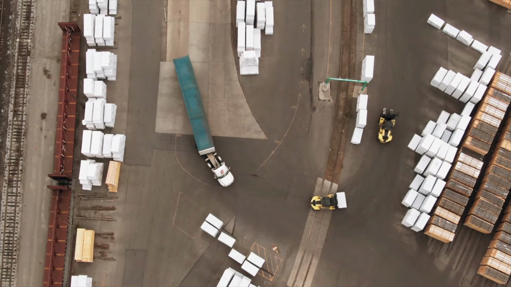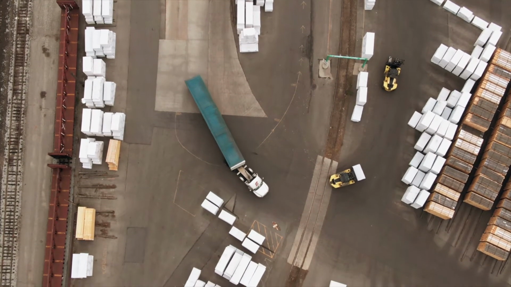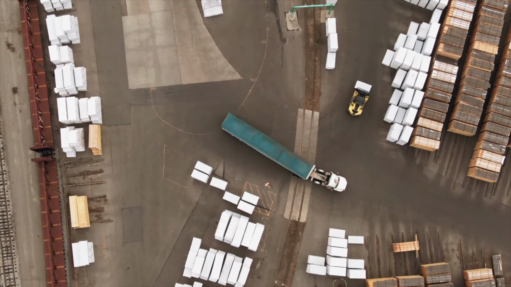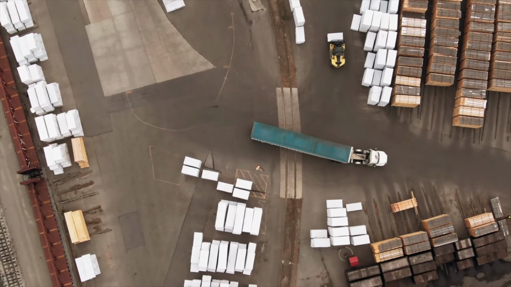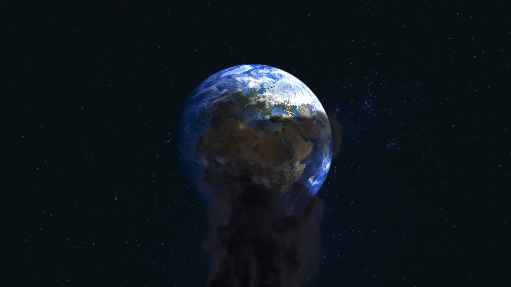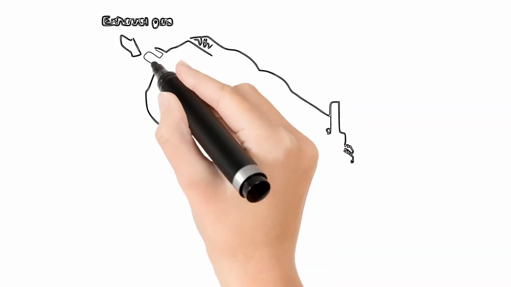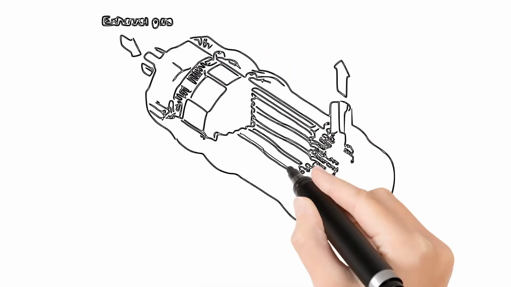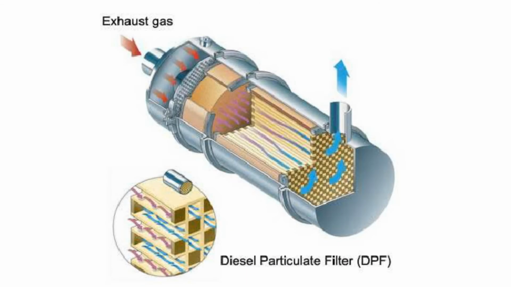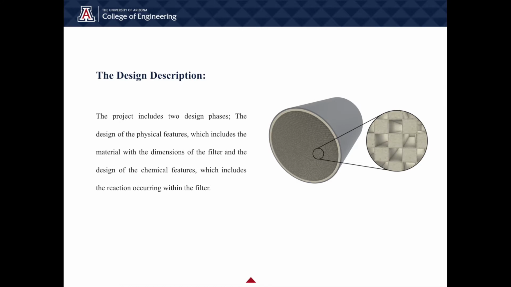The concerns from governments around the world are due to the particulate matter or soot emitted into the atmosphere from incomplete combustion of fossil fuels. These particles have severe effects on the environment and human health. The diesel particulate filter (DPF) was designed to capture and remove the exhaust soot in order to reduce the emissions from diesel engines. The team divided the project into two design phases.